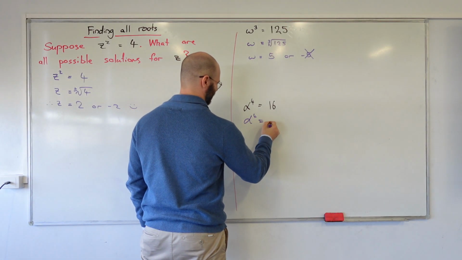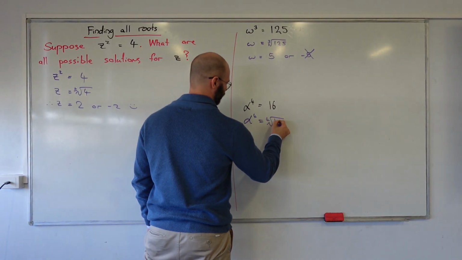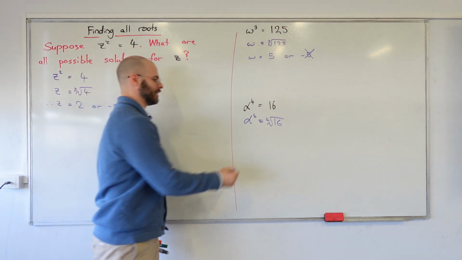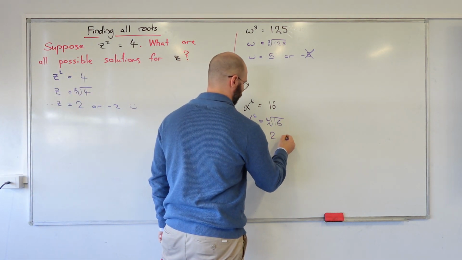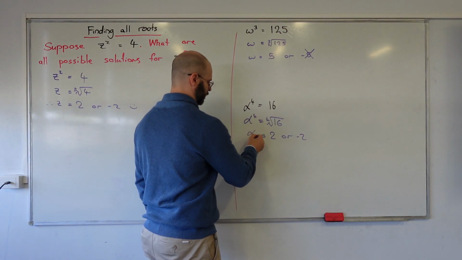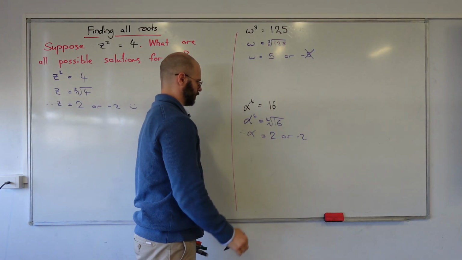All right. So we take the fourth root of 16, and we discovered that the answers are going to be 2 or minus 2. So what's the rule here? Is that alpha in the second row? Yeah, the second one would just be alpha.